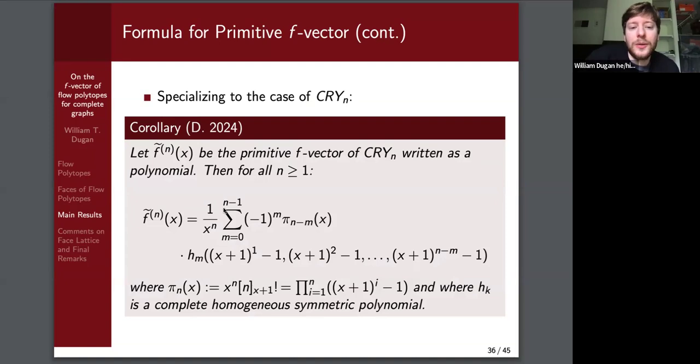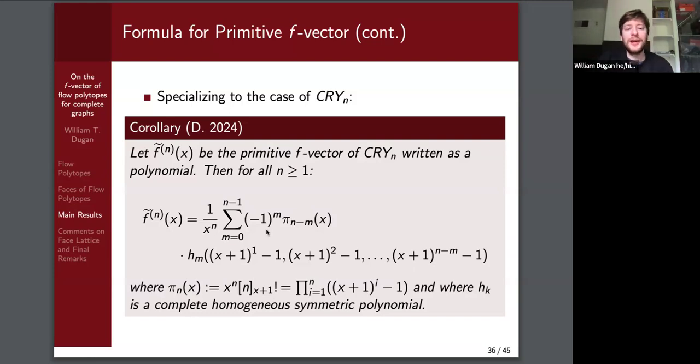So it's a sum, and we have two main pieces of the sum. This pi, I'm calling it pi because it specializes to a result of Andresen-Kjeldsen. They use this notation pi, but this pi is just an evaluation of a Q factorial, and you can think of it as just a product of these special factors x plus 1 to the I minus 1.